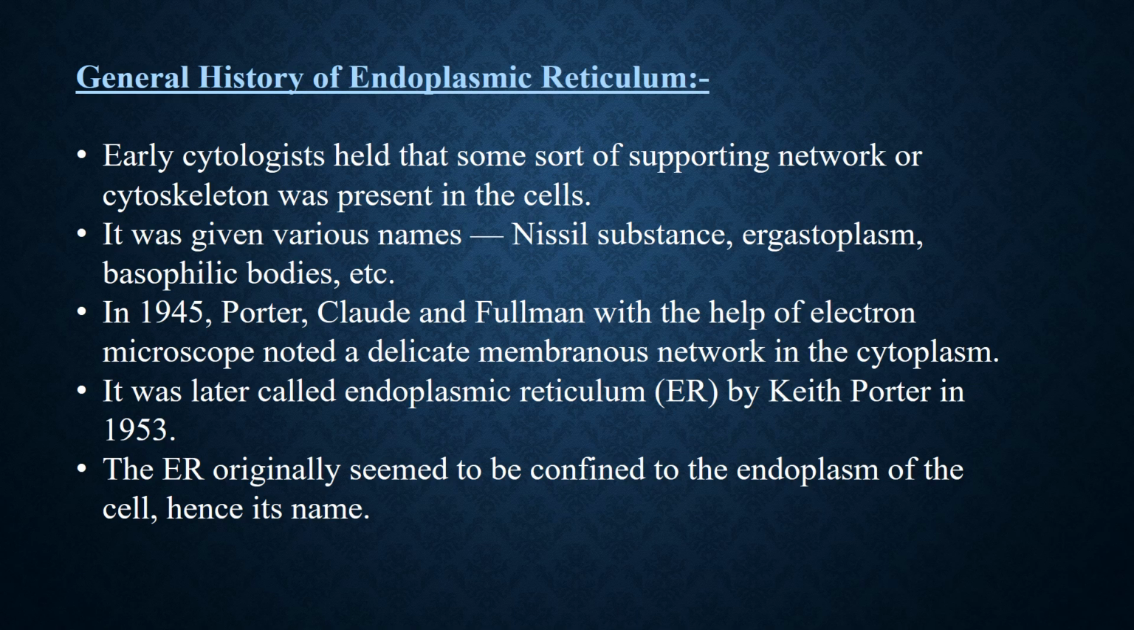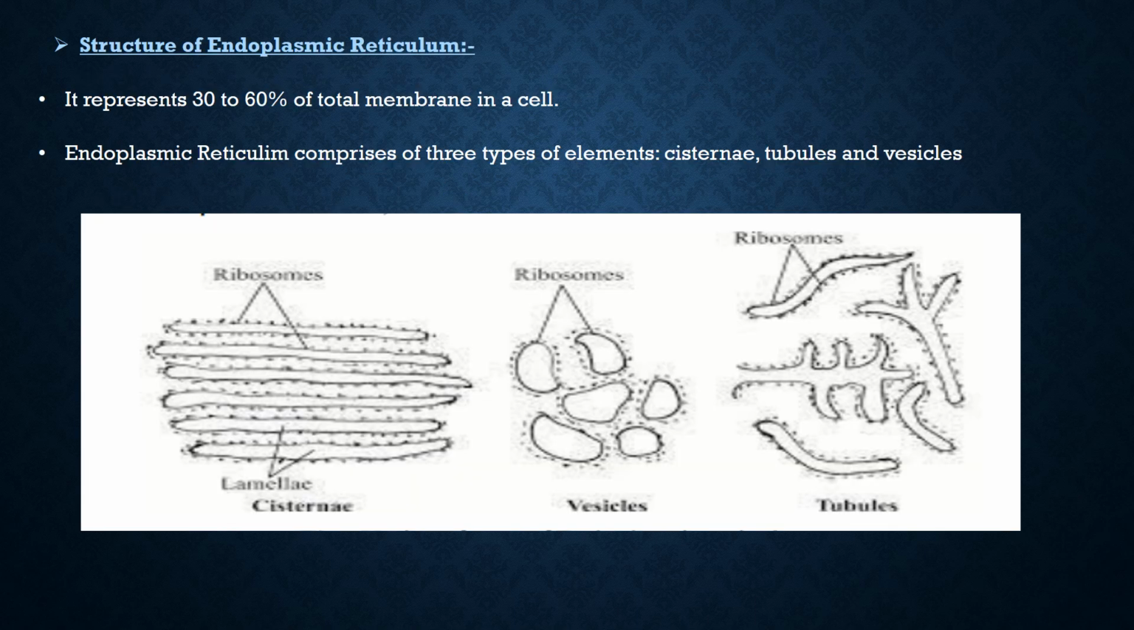It was later called endoplasmic reticulum by Keith Porter in 1953. The endoplasmic reticulum originally seemed to be confined to the endoplasm of the cell, hence its name. Structure of endoplasmic reticulum. It represents 30 to 60% of total membrane in a cell.